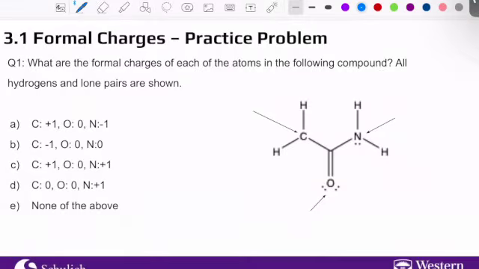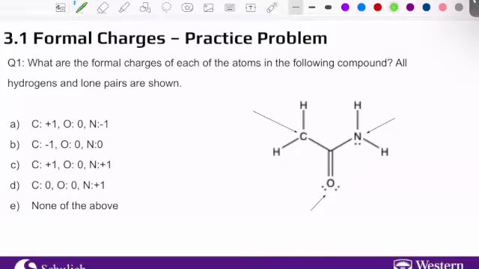Alrighty, this is a good type of exam problem. It's asking for the formal charge of each of the atoms in the compound, and it's telling us that all hydrogens and lone pairs are shown. So you can approach this however you would like. If you would like to use the equation or the shortcut I've shown you, I will approach it from the shortcut method. However, feel free to use the other method if you prefer that.